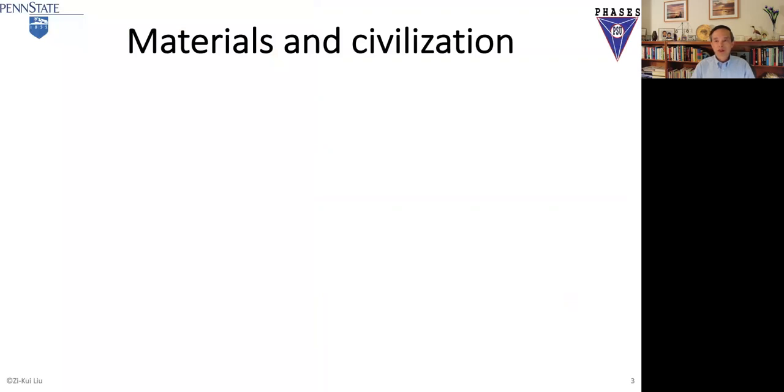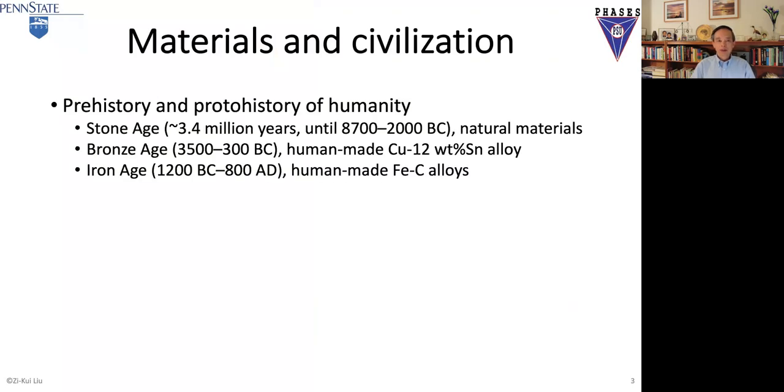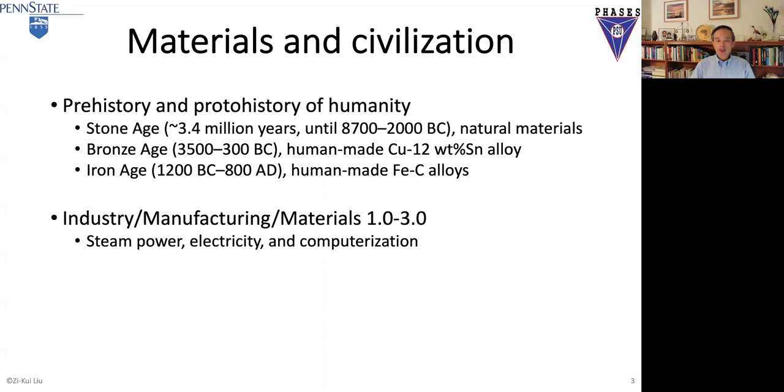We all know that materials are closely related to human civilizations. When we talk about the prehistory of humanity, we had a Stone Age, when humans used natural materials. Then we had a human-made material, copper-tin alloys, which we call the Bronze Age. After that, we had the Iron Age. We used human-made iron-carbon alloys, and that made a big change in our civilization.